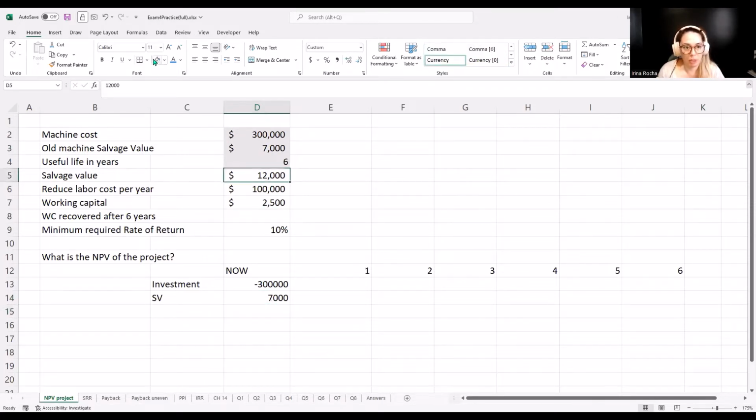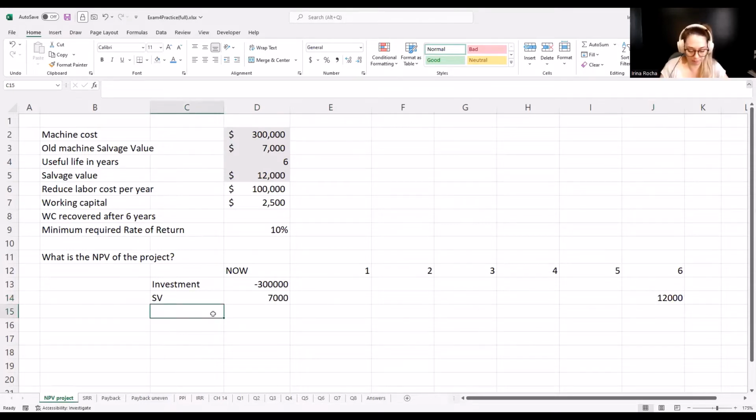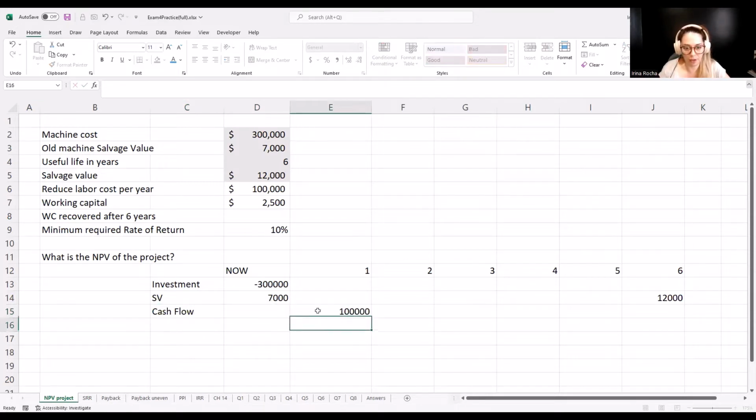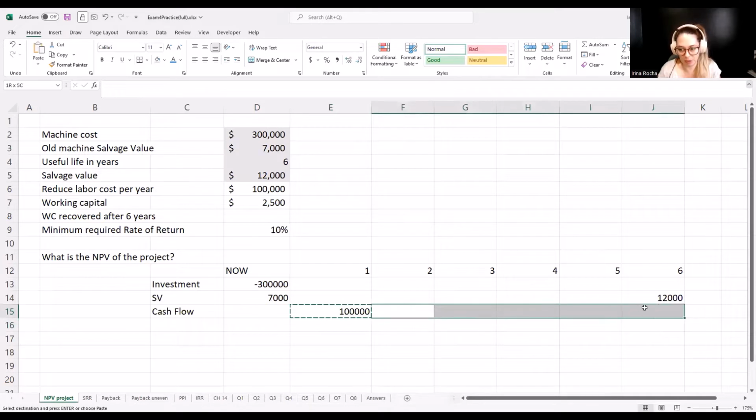The salvage value of the machine I'm going to buy is $12,000. So at the end of the 6-year period, I'm going to get $12,000 when I sell this current machine. Now, the cash inflow that I'm going to get here is as a savings, right? So I'm going to have reduced labor cost per year of $100,000. I'm going to save $100,000 per year by investing in this machine, and we're going to consider that an inflow. So when they say cash flow, they are saying inflow, $100,000. This is for 6 years.